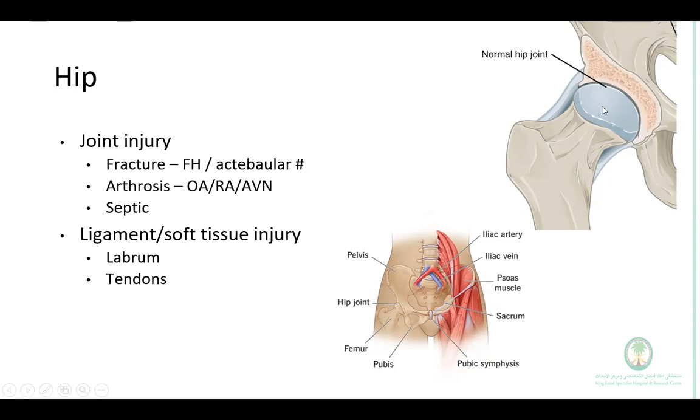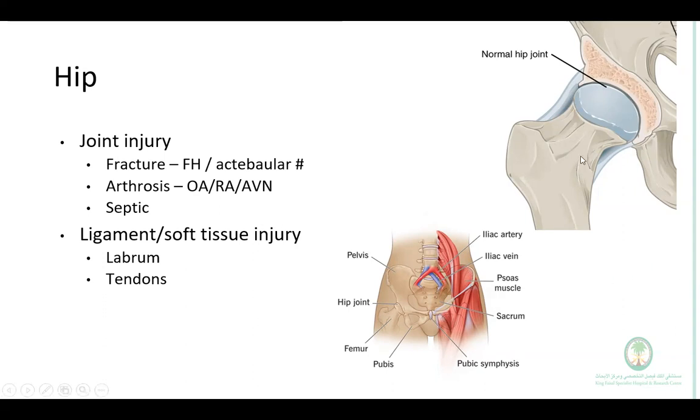So the femoral head can be fractured. Not common, but you can see it in the young population with high energy trauma. And then you can have an acetabular wall fracture. These are all joint fractures, intra-articular fractures. It can be arthritic. It's a weight-bearing joint, so arthritis is more common, especially in the active population.